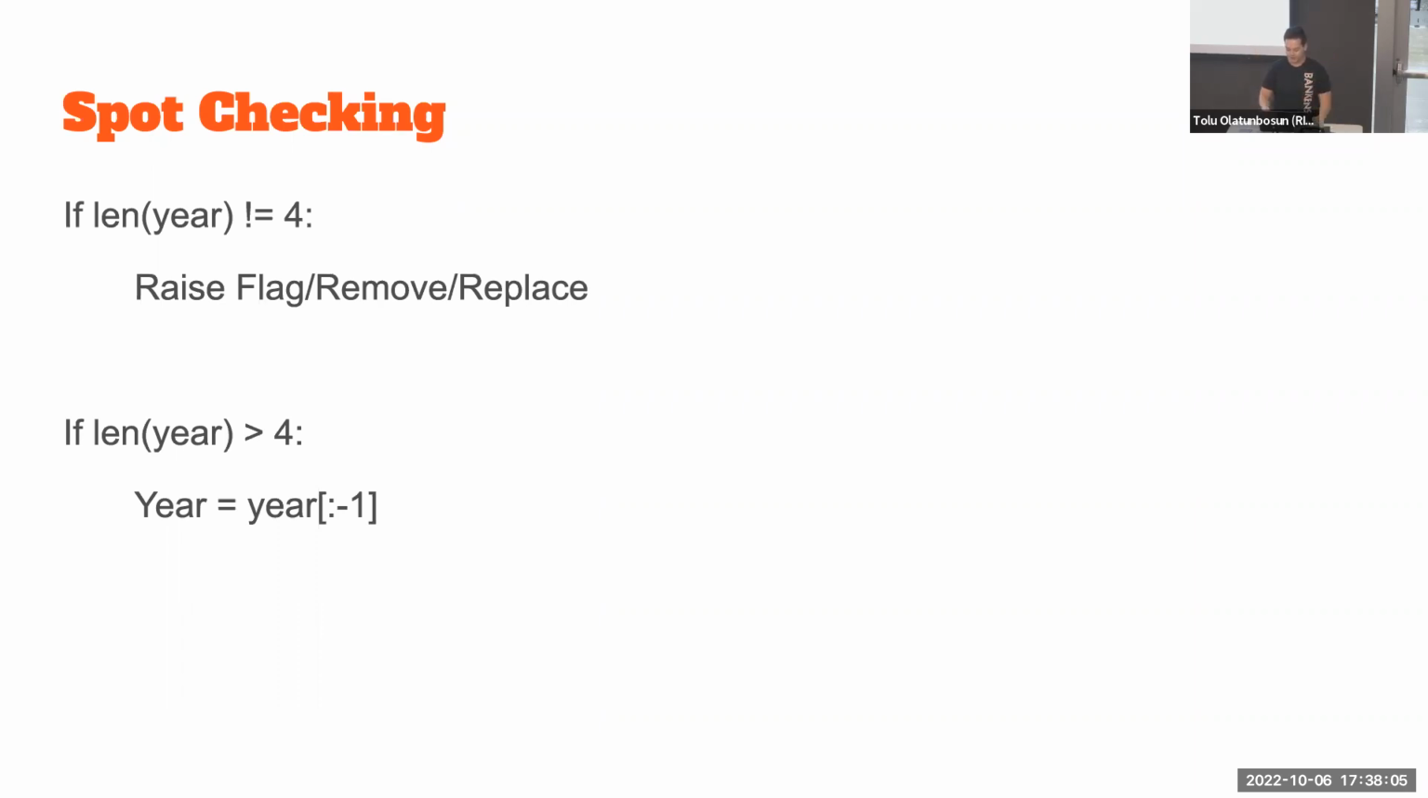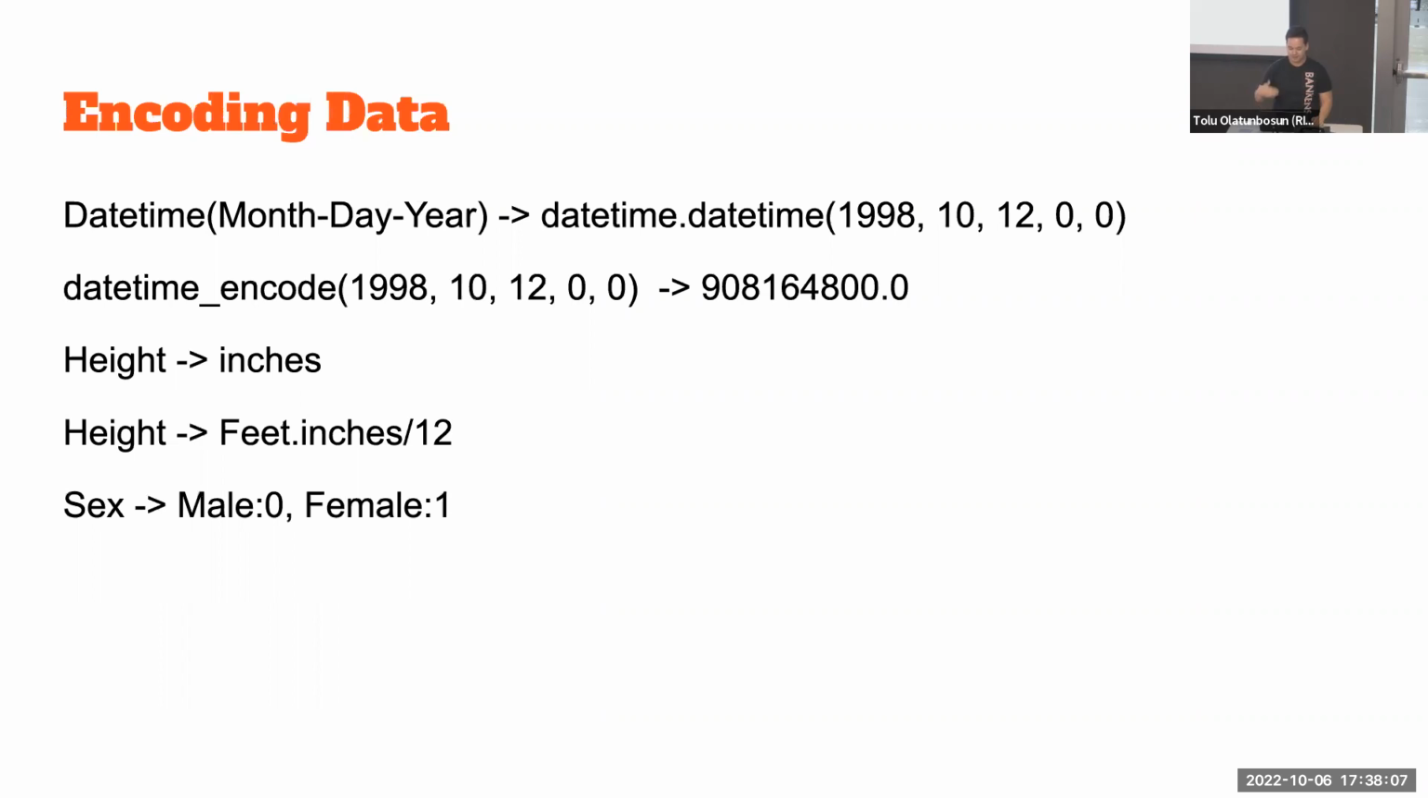a length of 4. And then finally, encoding. As Tolu was saying, you can turn the height into inches, or you could turn it into feet point inches, right? It's a way better way of dealing with it than dealing with feet and inches if you don't want them as separate columns.